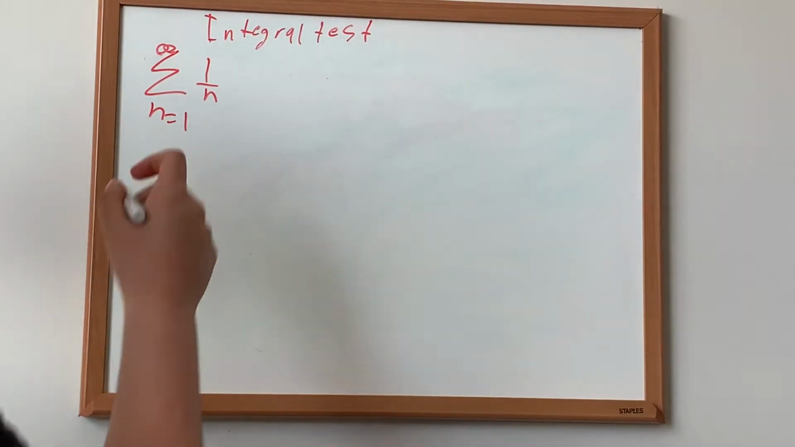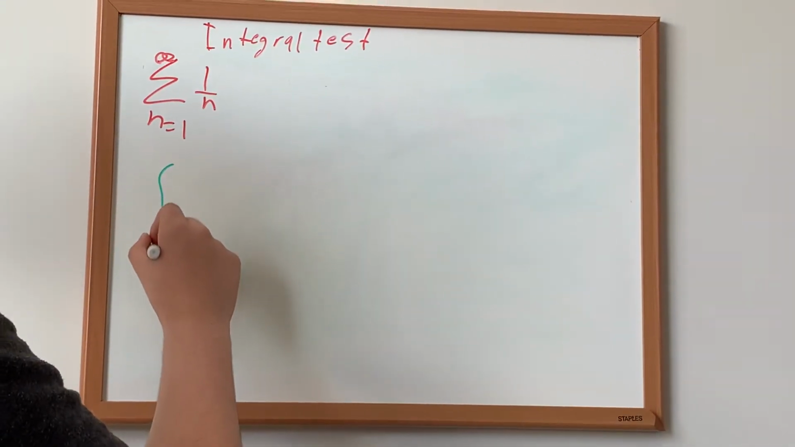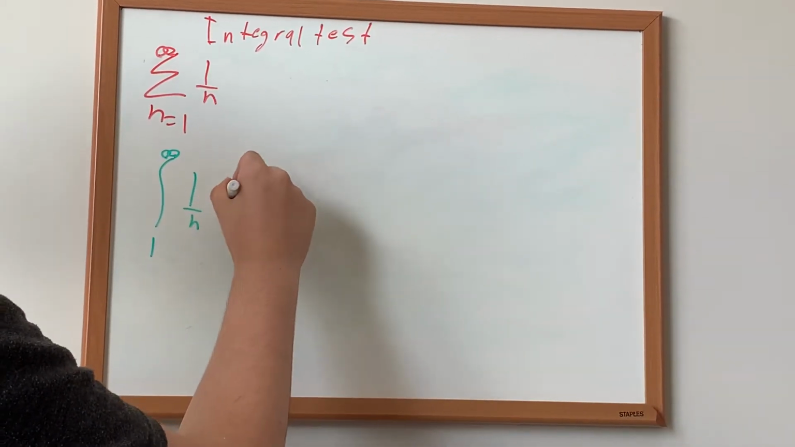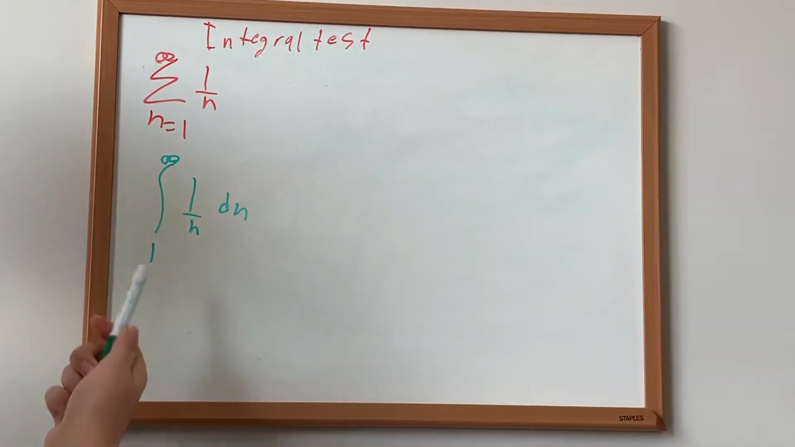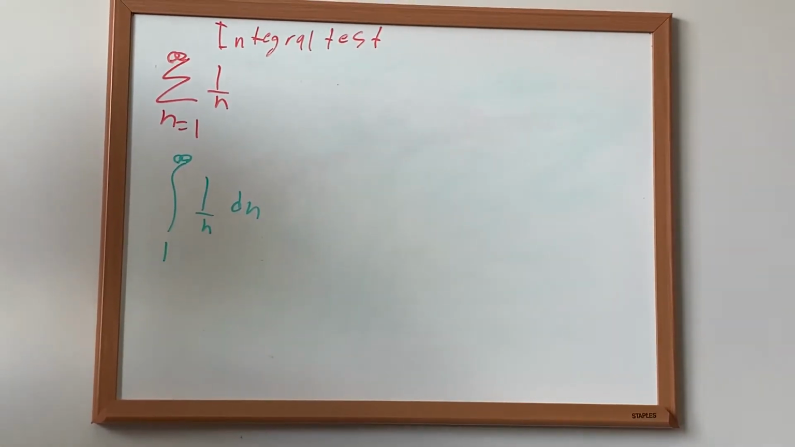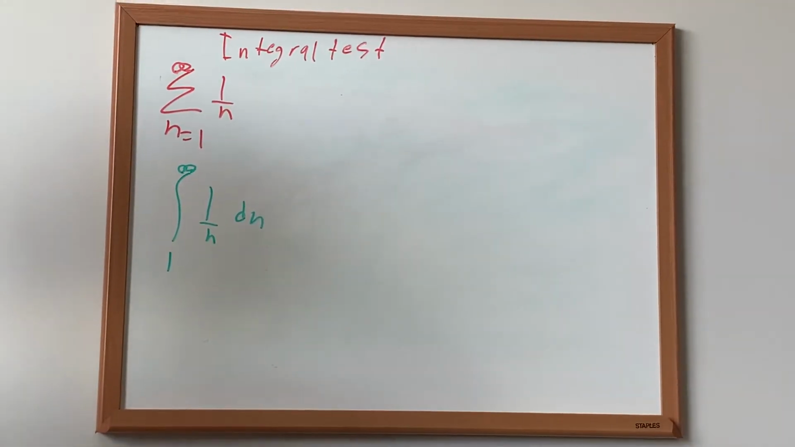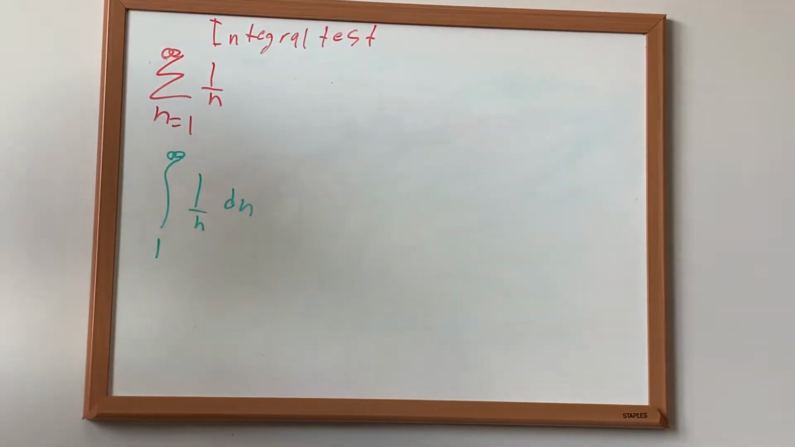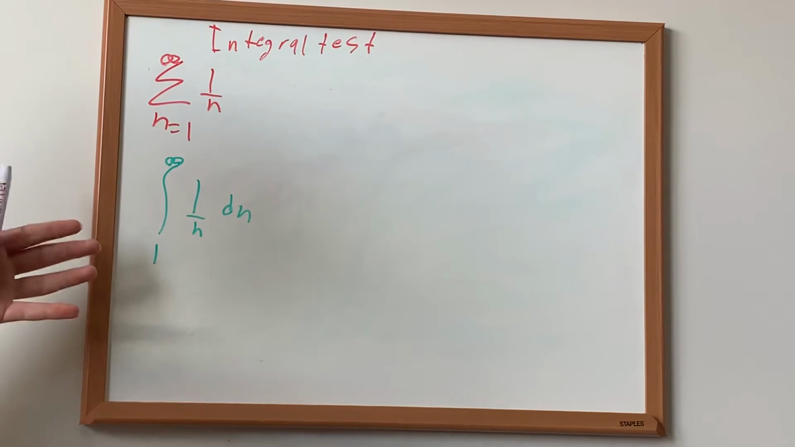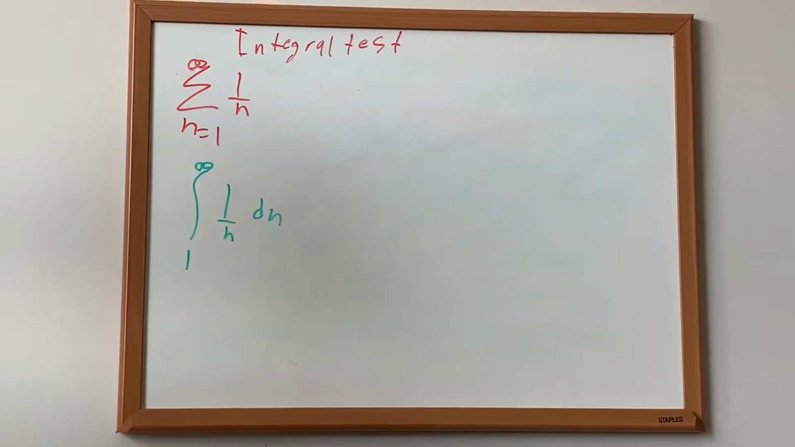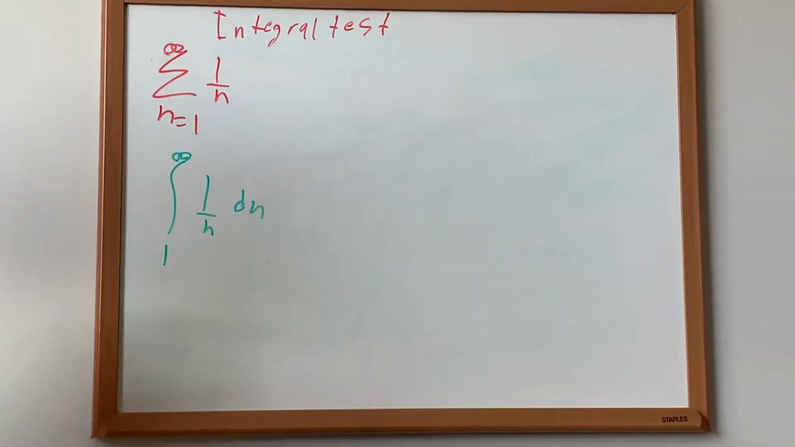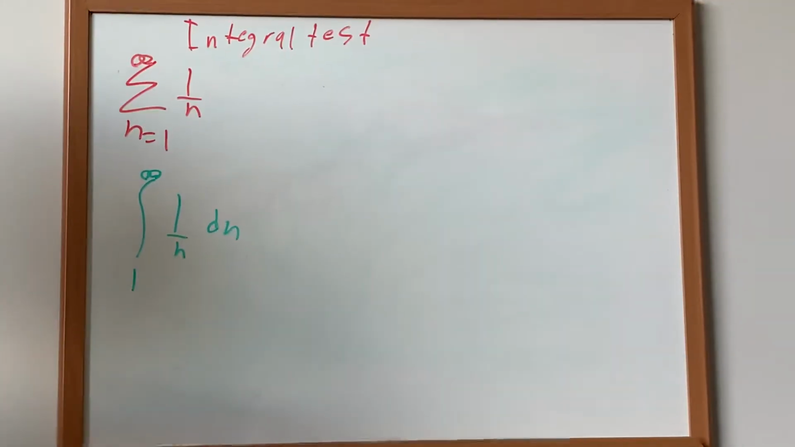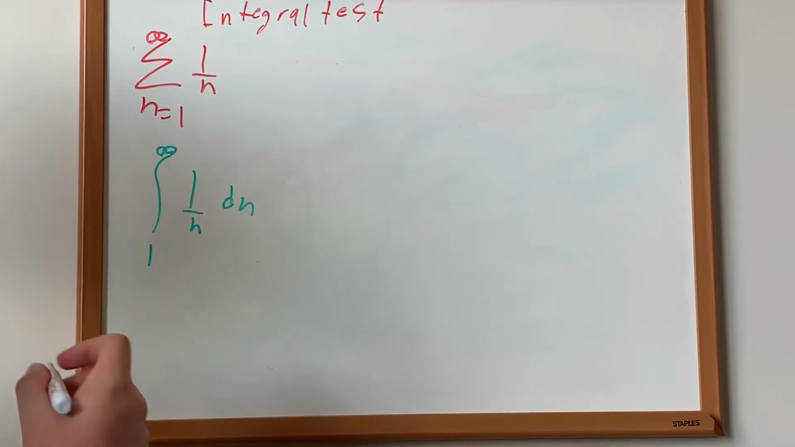For integral tests, we take the integral from 1 to infinity of this expression, 1 over n dn, and then if this integral diverges, that means it goes to infinity, we can then say that the series also diverges. But if the integral converges, that means it goes to a finite value, we can say that this series also converges.